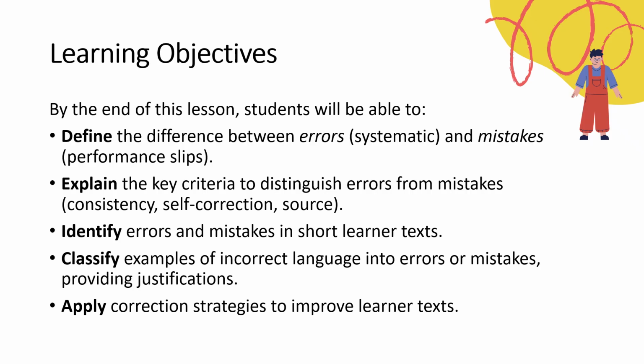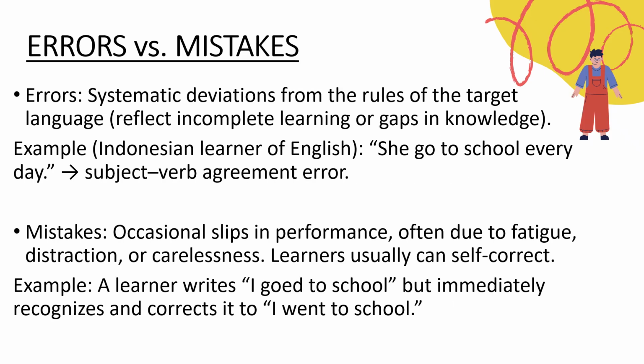So by the end of this week, you will be able to define error analysis. You will understand what error analysis is. You can explain the historical background of EA, or error analysis, in linguistics and in language teaching. You can also understand the importance of studying errors for English learners, and you can identify examples of learner errors in real context. Okay, so let's go straight to what is an error and a mistake.